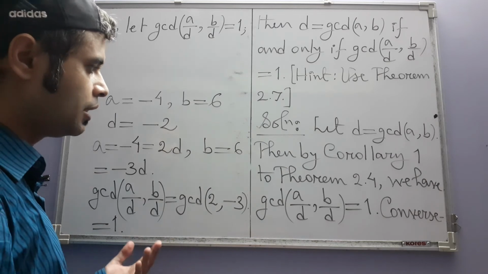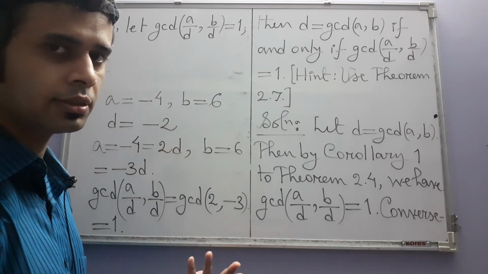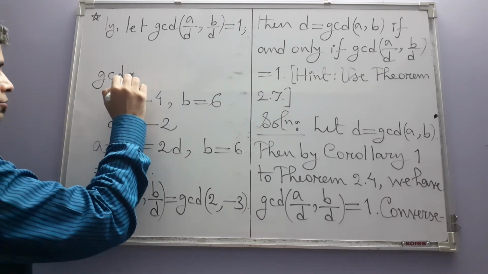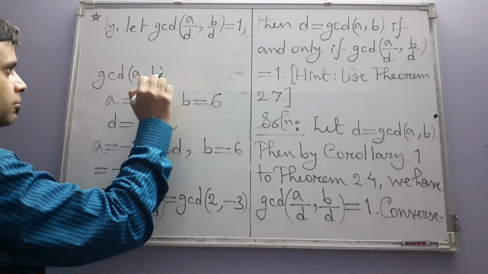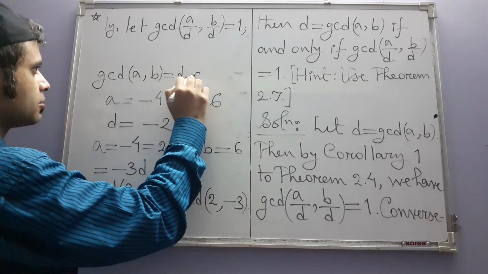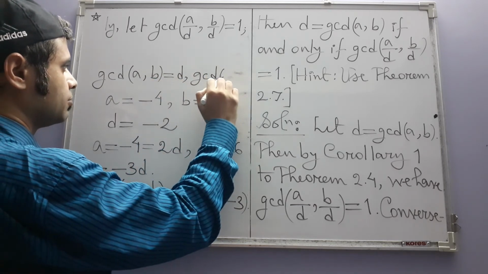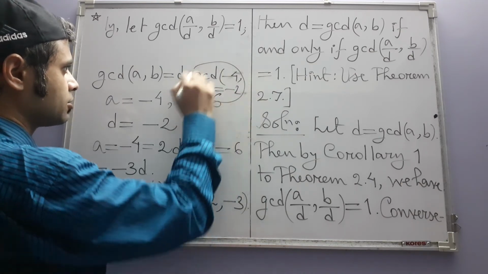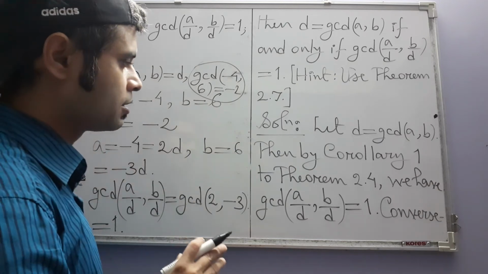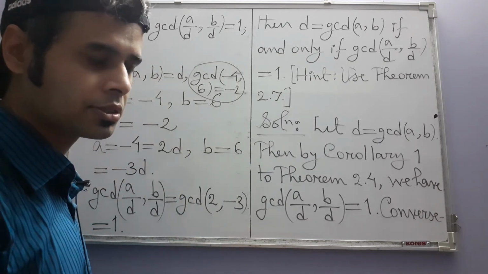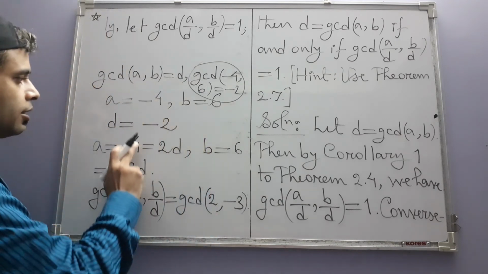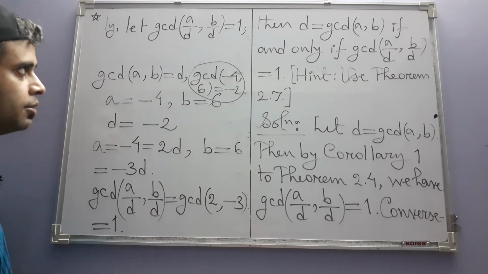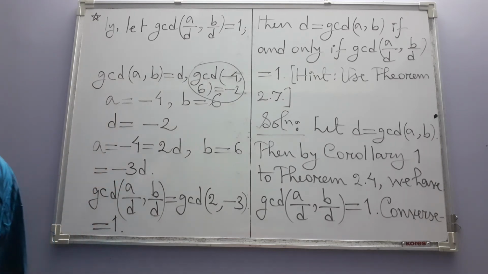But now if we are to believe what is claimed in the exercise, then GCD of A and B should be equal to D, that is GCD of -4 and 6 should be equal to -2, which is nonsense, because greatest common divisor by its very definition is positive. So that means additionally we have to assume that D is positive. Okay, so we are now going to write that.